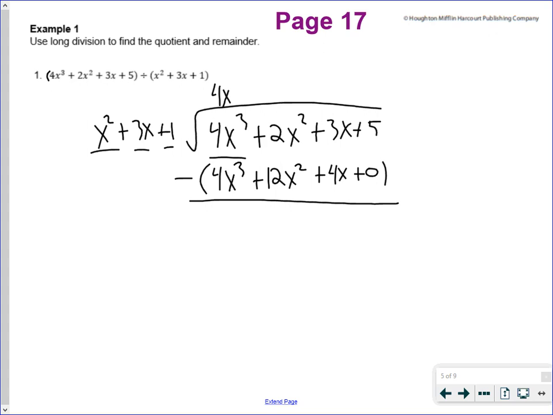Now we're going to subtract the first polynomial with the second one we just made. 4x cubed minus 4x cubed is 0. 2x squared minus 12x squared is negative 10x squared.